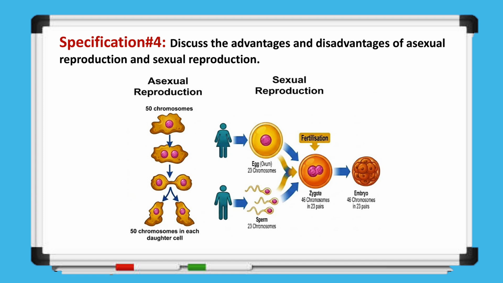In asexual reproduction, a single parent produces offspring that are genetically identical, with each daughter cell containing a full set of 50 chromosomes, or 46 in humans, just like the parent. There is no fusion of gametes, and the offspring are essentially clones of the parent.